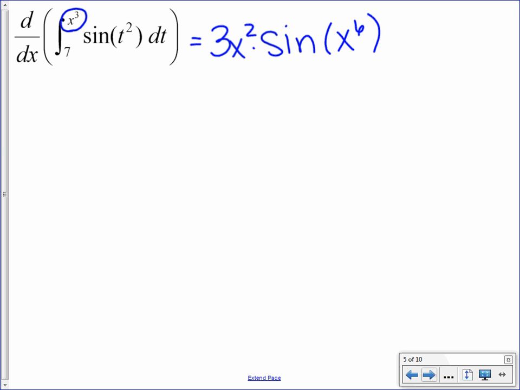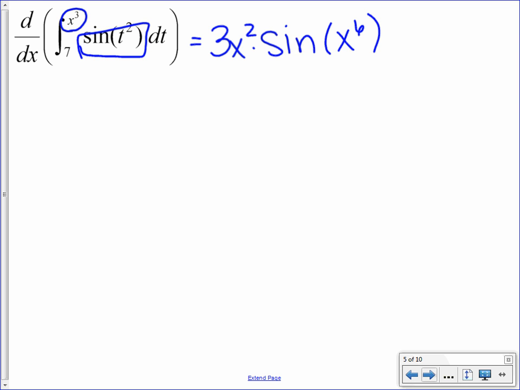Okay, you're thinking that this square is bothering you with the chain rule? Yeah. Remember, when we have the derivative of our antiderivative, our function gets to stay the same. So whatever this is, gets to stay the same. Okay. And then this guy is what we use for the chain rule, because that's what's inside of our function.